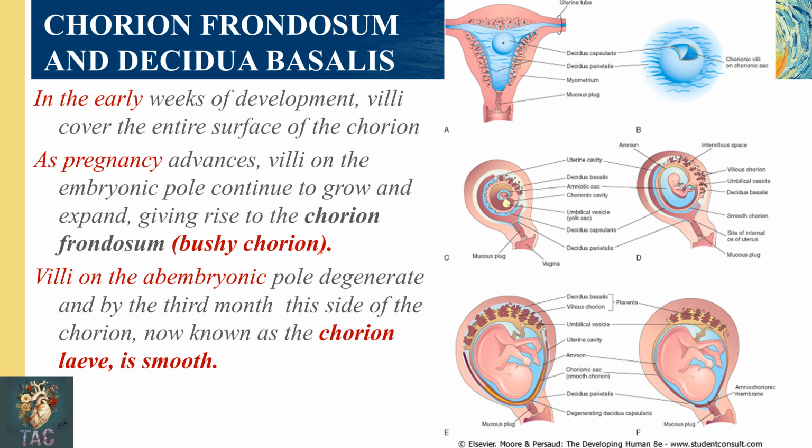the bushy chorion. At the other side, which is the abembryonic pole, there is little development, and it is represented as the chorionic leaf, which becomes smooth later on. So here you can see this is the chorion frondosum, and here you can see the chorionic leaf which is present.